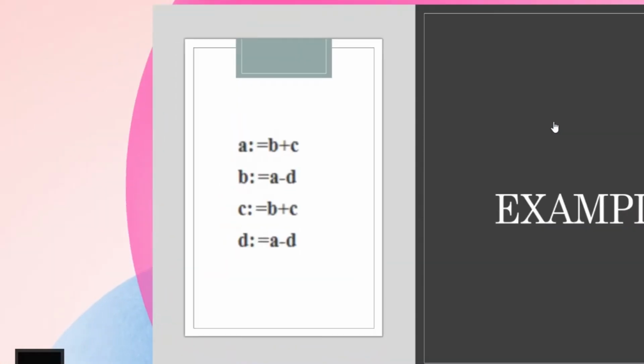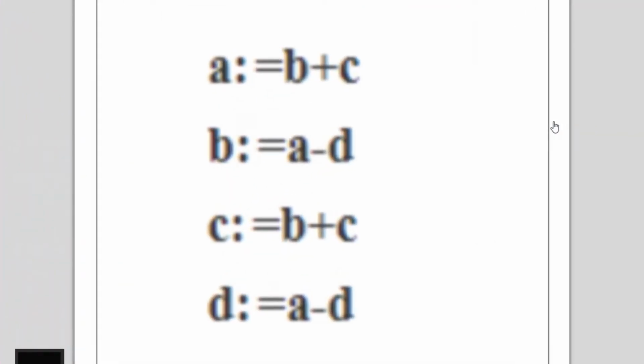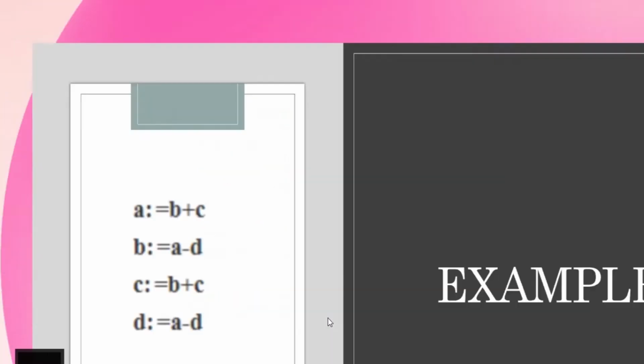For example, the three address code we have taken is A equal to B plus C, B equal to A minus D, C equal to B plus C, and D equal to A minus D. We will use an algorithm called Dragon's algorithm for evaluating this three address code.